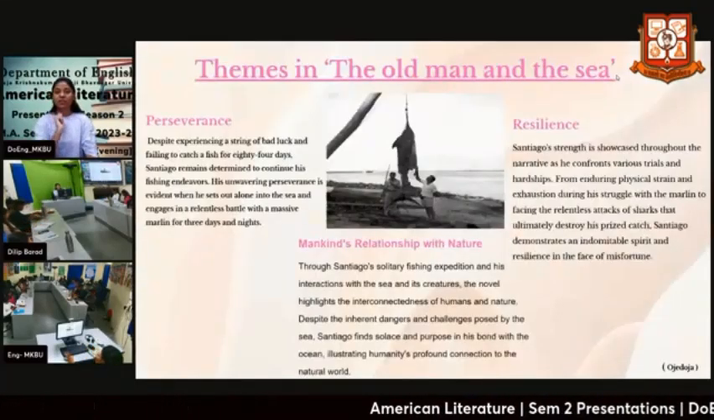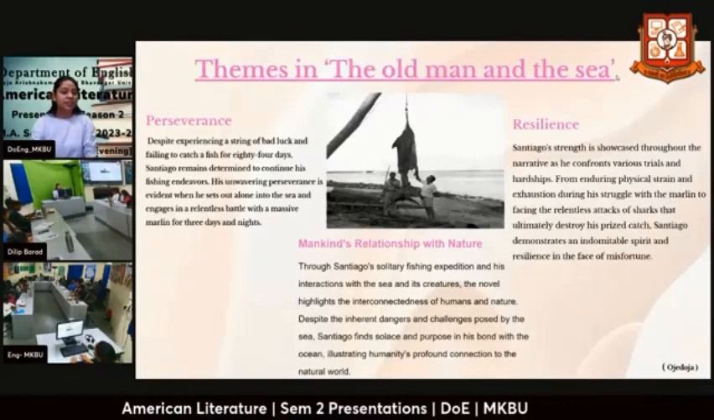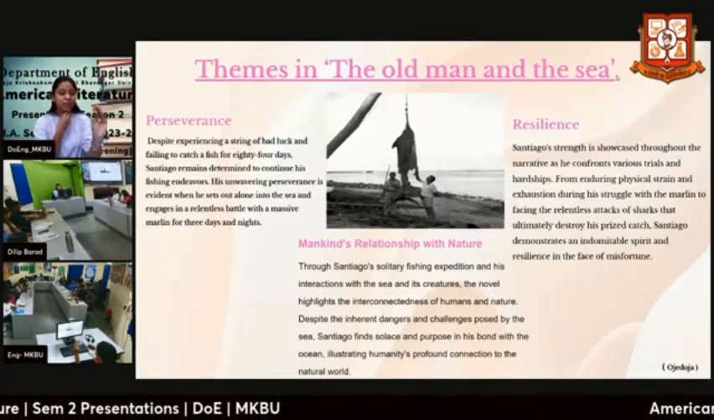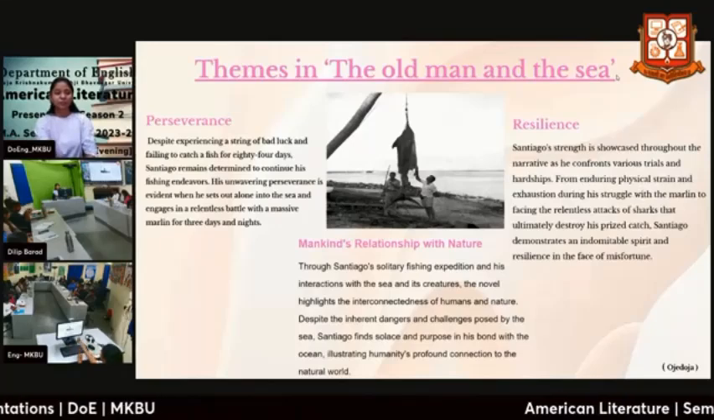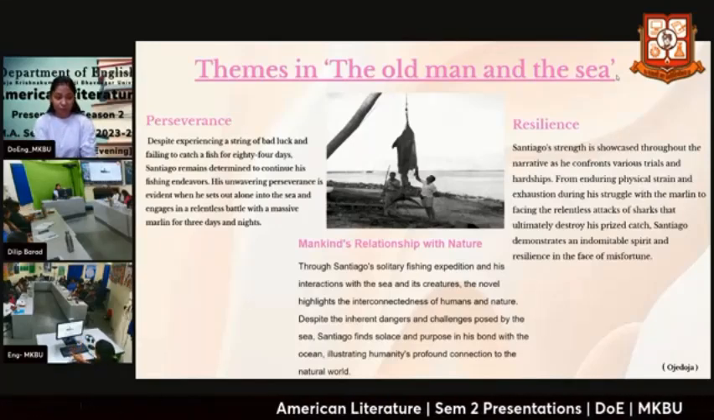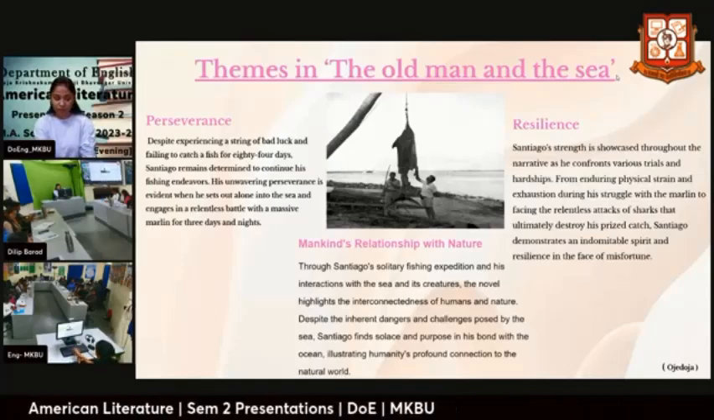And the themes in The Old Man and the Sea, we can see there is a fish for 84 days. The old man is catching a fish after 84 days. Santiago remains determined to continue his fishing endeavors.